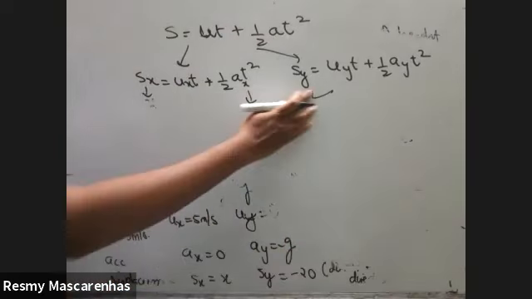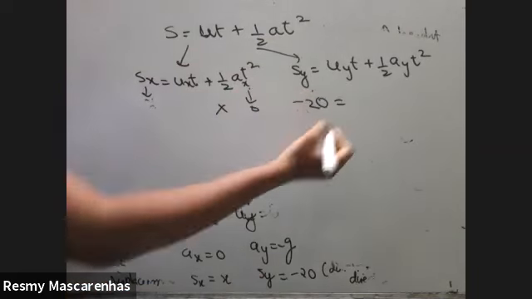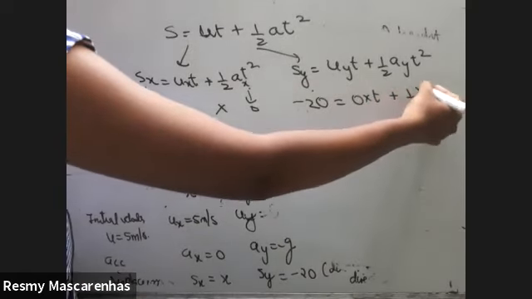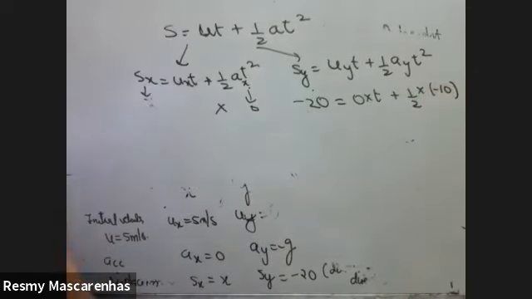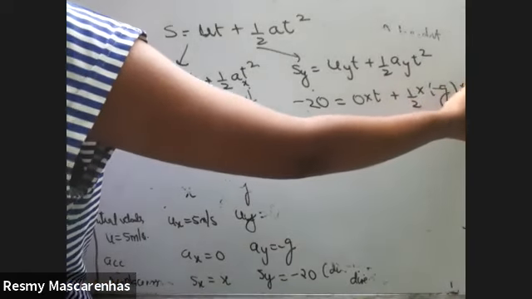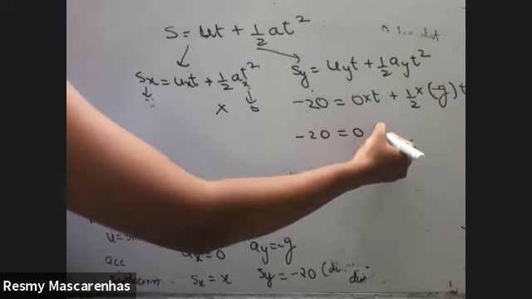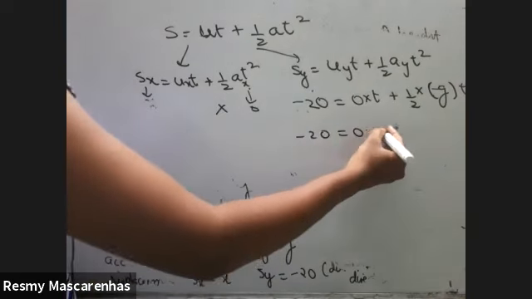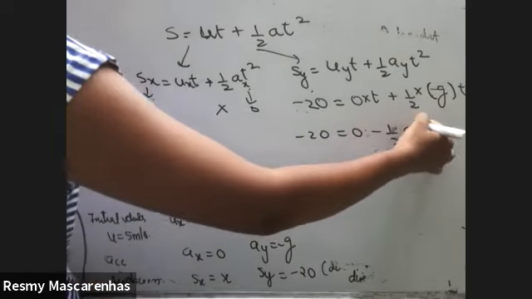So substitute the values. This is minus 20. This I cannot use because 2 1. Uy is 0. The a we can take is minus 10, that is minus g, you can put first. T square we have to calculate. This part will be 0 minus half gt.